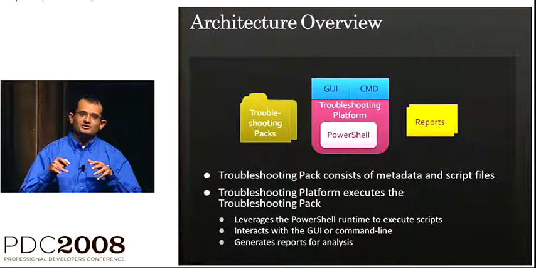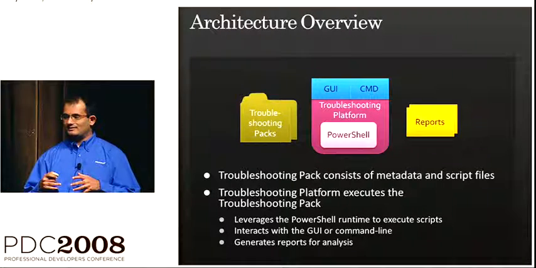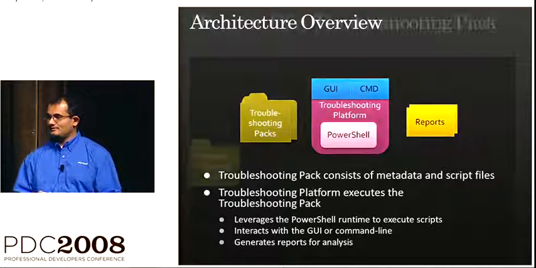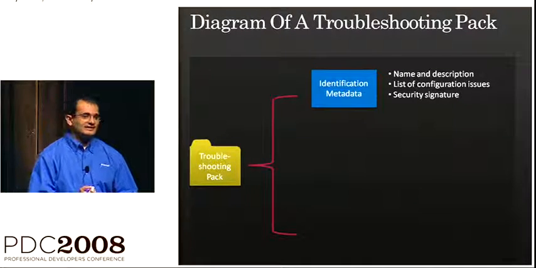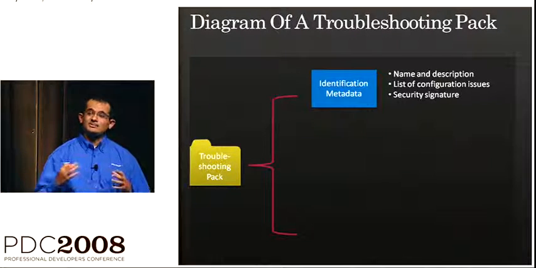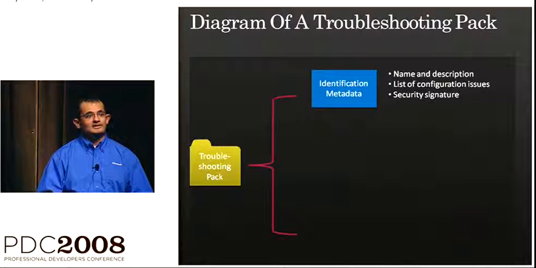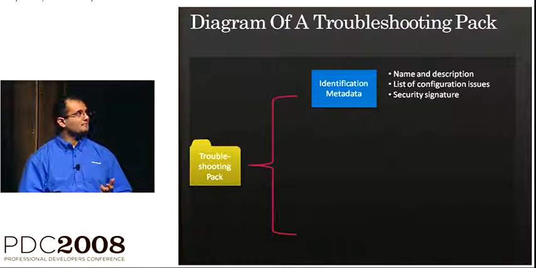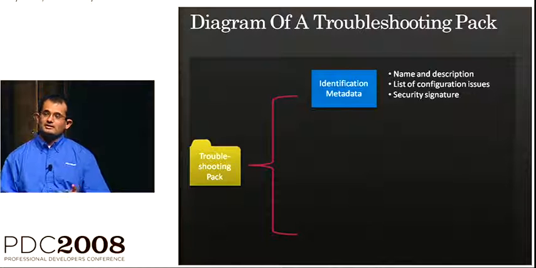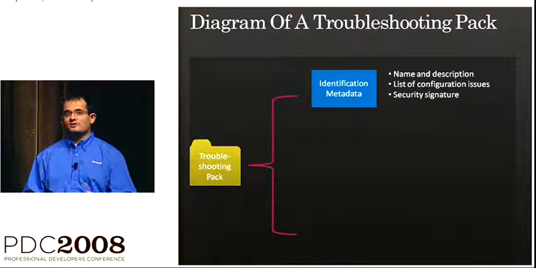So let's dive a little deeper into the troubleshooting pack. What does this thing contain? So I mentioned the metadata. The metadata is basically an XML file. And this XML file contains the name, description of the troubleshooting pack. It has a security signature. And it also has the specific configuration issues that troubleshooting pack can find.